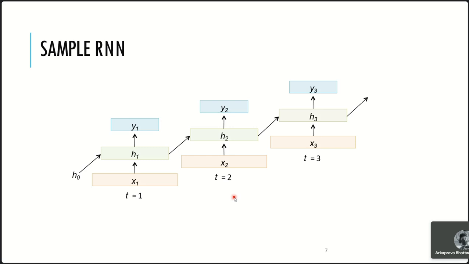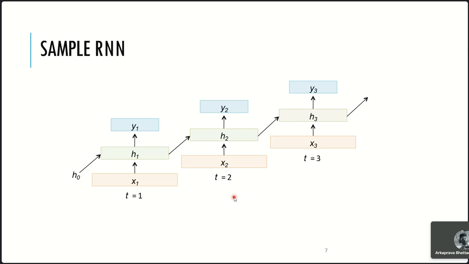The previous output is H0. H0 happens to be an initial state, an initial value that we are feeding into H1. Because the architecture itself says that from previous states, we are taking the output and feeding it as the input to the current state. So H0 would be taken as some random initial value.